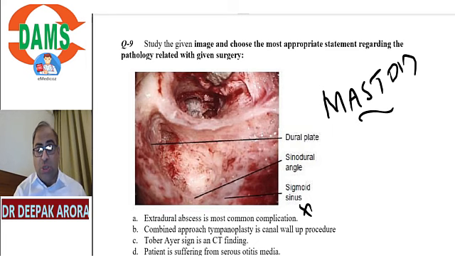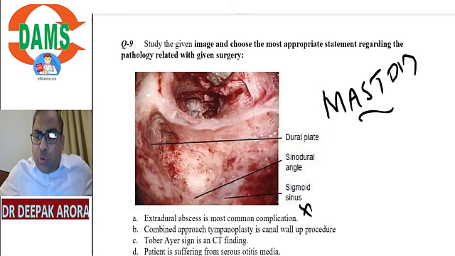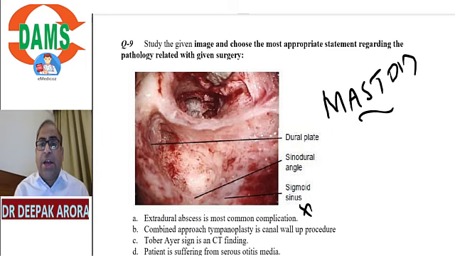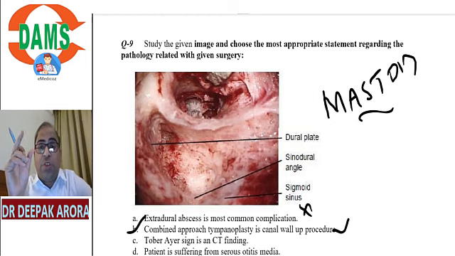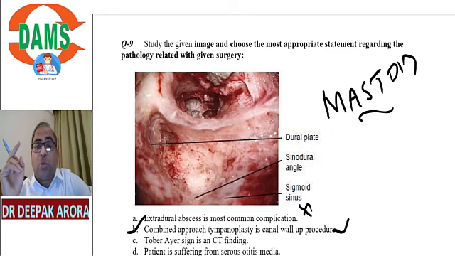Combined approach tympanoplasty is a canal wall up procedure. Types of mastoidectomy: canal wall up, canal wall down. Canal wall up is of two types. One is cortical, one is combined approach. So this is a true statement. But before going for option B, always make a habit to read all the options. You should be confident to rule out other options.